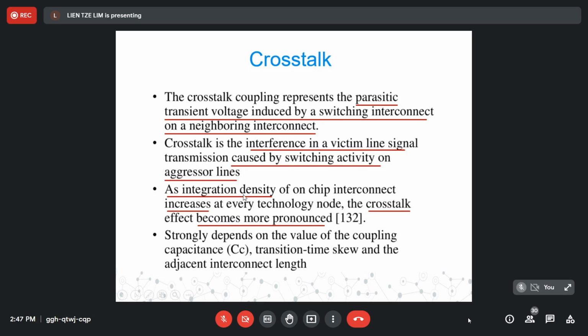As integration density of on-chip interconnect increases at every technology node, the crosstalk effect becomes more pronounced. This means not only power density, but integration density, meaning the number of transistors in a chip, increases. When the number of transistors in the chip increases, the interconnects increase as well, so the crosstalk effect becomes more pronounced. It strongly depends on the values of the coupling capacitance, transitions, time skew, and the adjacent interconnect length.